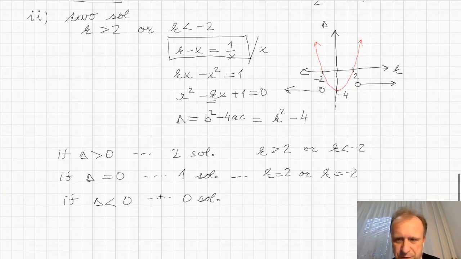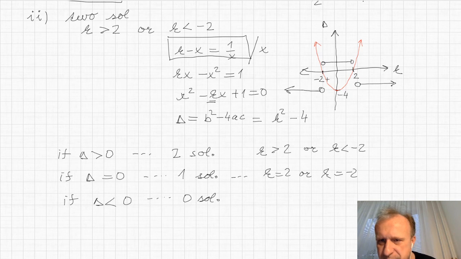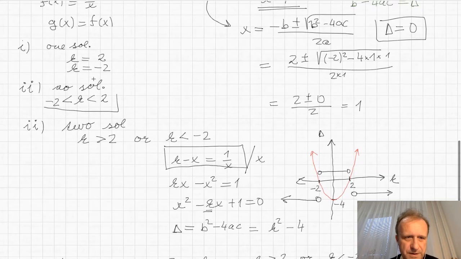And finally, no solutions at all. There is no solution when the discriminant is negative, and this happens here in this interval between negative 2 and positive 2. In this interval, the graph is below the horizontal axis, so the value of the function is negative. So we may say that this happens when k is less than 2 and greater than negative 2. Okay, so this is also in line with the conclusion which was reached here.